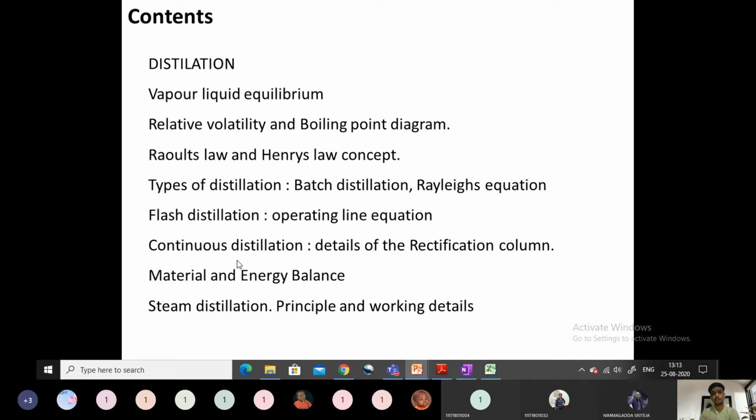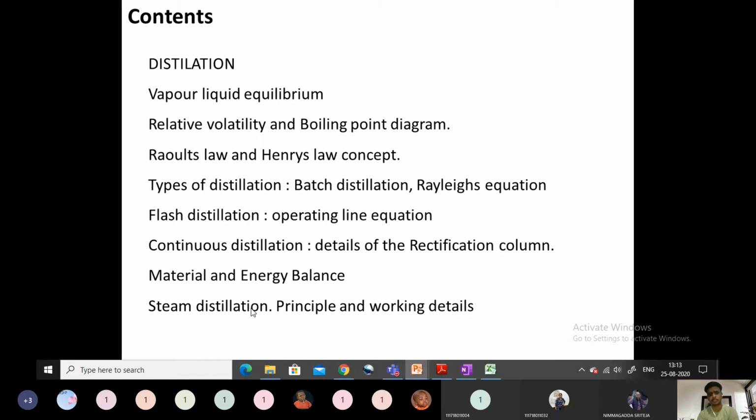Using those operating line equations, we can evaluate the continuous distillation column. It has many industrial applications. So we need to know how this distillation column is evaluated and how it is designed. All the design principles are involved. We can estimate how many plates, or equilibrium stages, are required. You'll see this in the continuous distillation column and its material and energy balance.